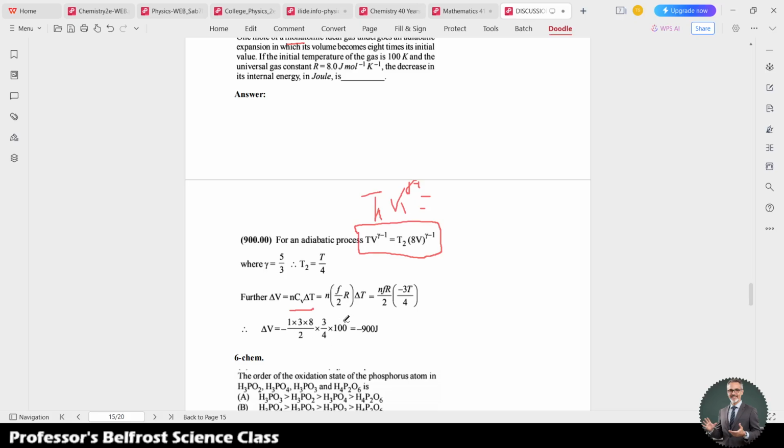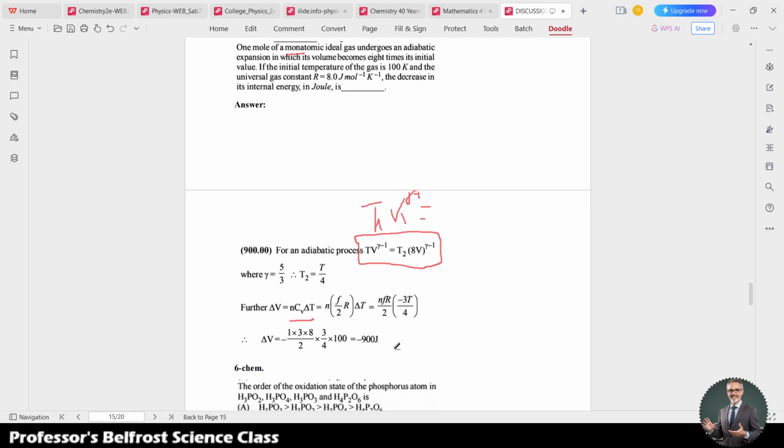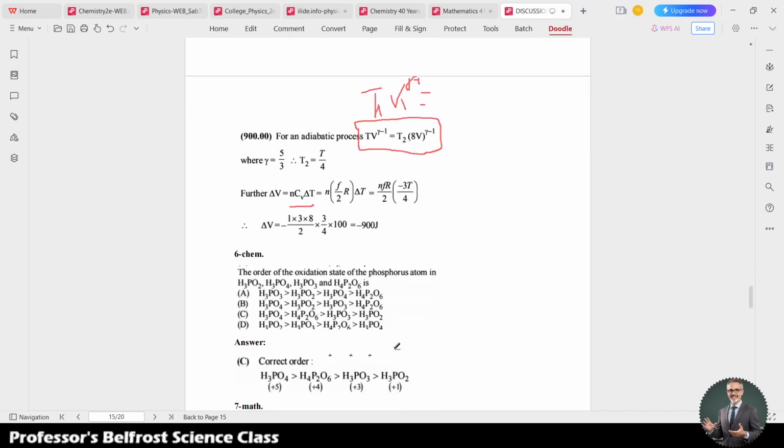So f is 3 here, for monoatomic. So minus, the 1 mole times 3 times R, 8 by 2, times 3 quarters times the T. The initial temperature is 100, so it is minus 900 joules.